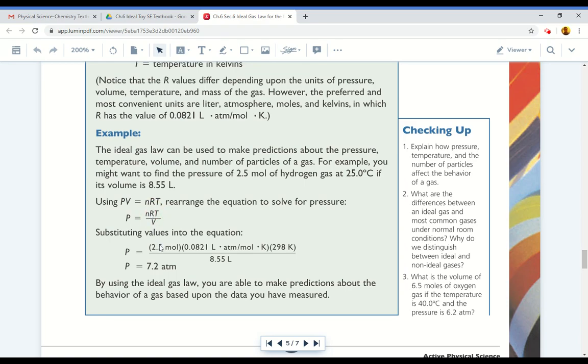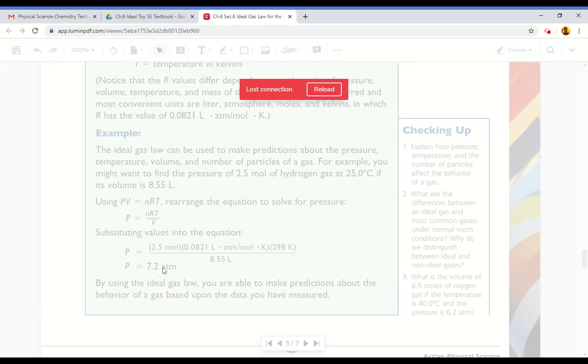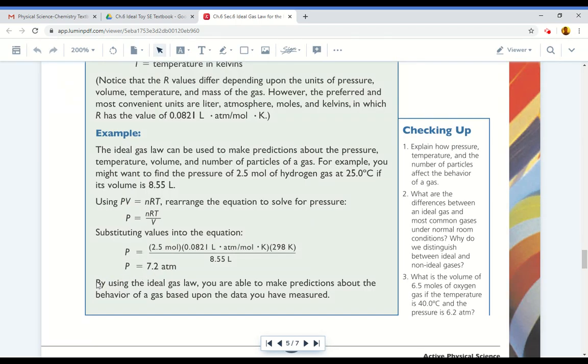Okay, the nRT. So we're going to take the moles, the liters times atmosphere divided by moles times Kelvin, times the temperature in Kelvin. And then you're going to divide that by the volume. So in this case, the pressure equals 7.2 atmospheres. By using the ideal gas law, you are able to make predictions about the behavior of a gas based upon data you have measured.